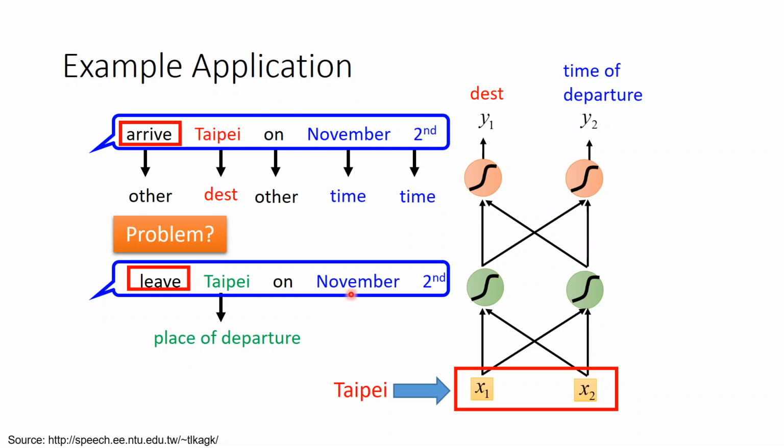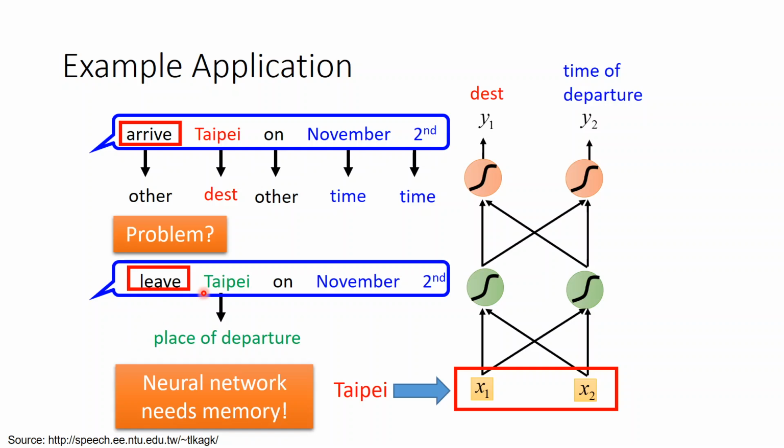So how does the computer or AI know? They will not find the verb, like arrive or leave, to know whether it is arrive at Taipei or leave Taipei. So if you didn't have memory, you would forget what verb it has.